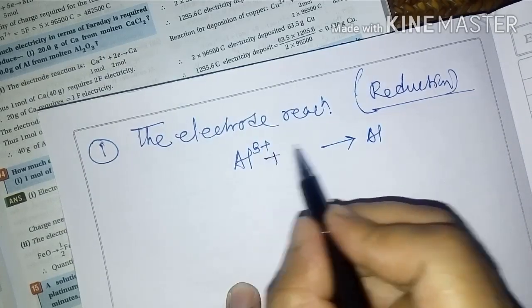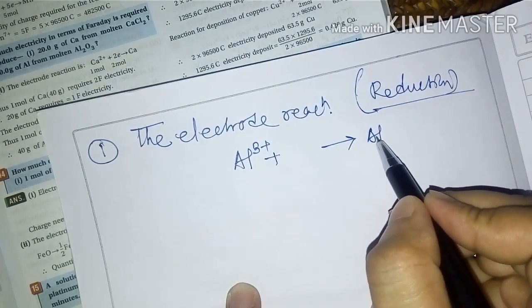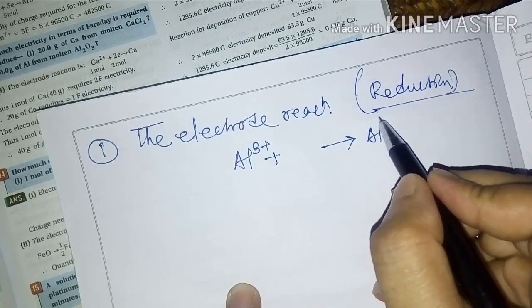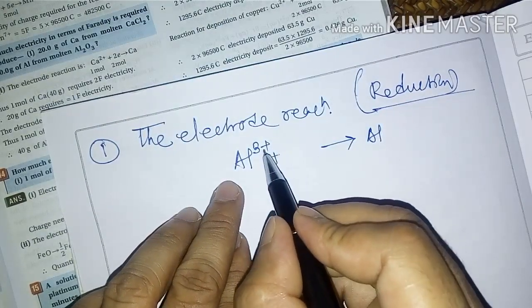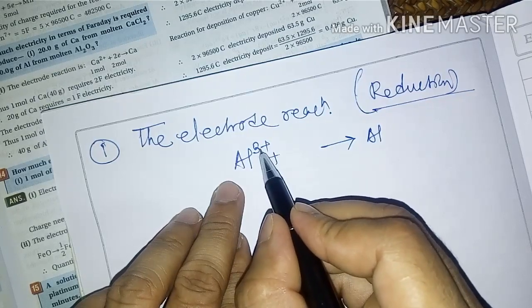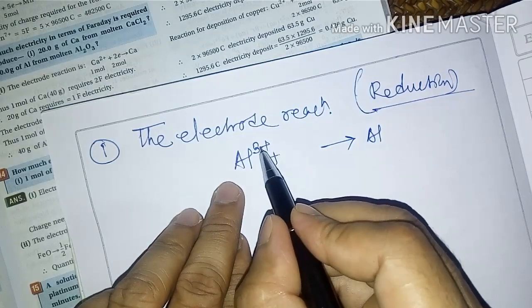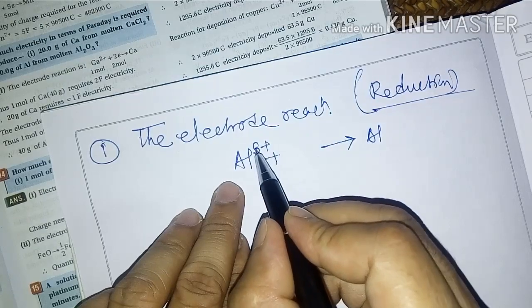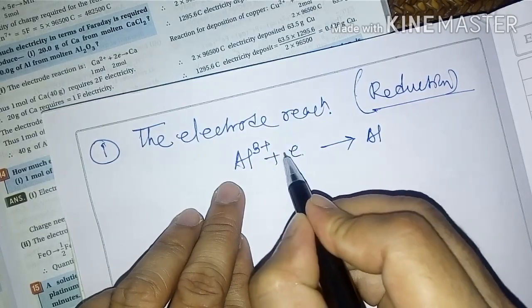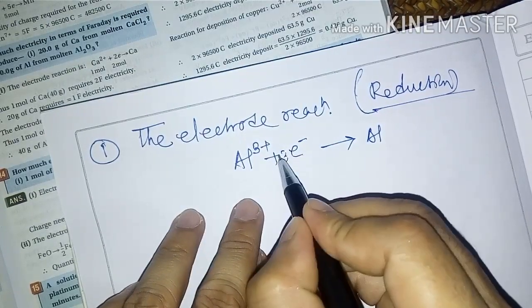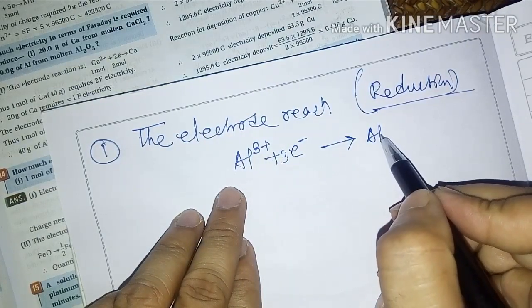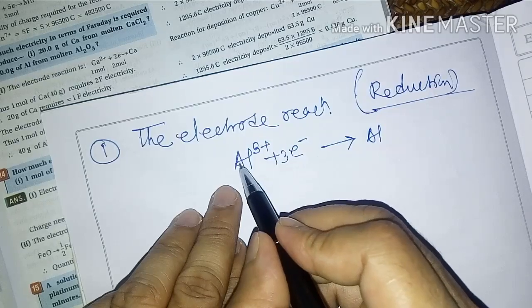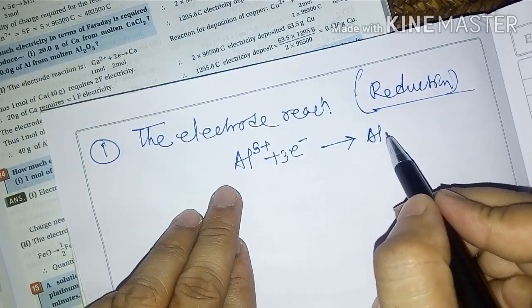On this side the aluminum oxidation number is 0, so you should maintain 0 here also. Here 3+ is there, so 3 minus is needed. That means 3 electrons. If you add 3 electrons, the charge will be neutral. That means Al3+ changes to Al.